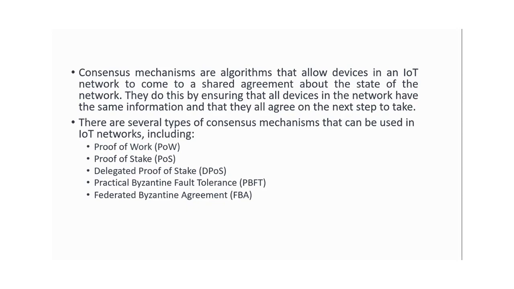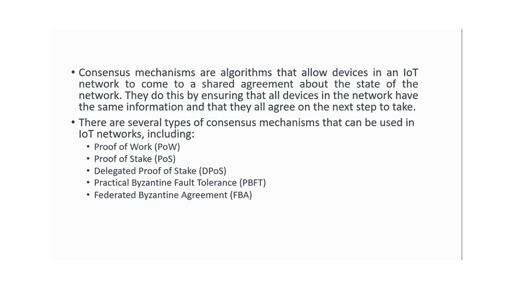Next one is delegated proof of stake. In this mechanism, devices in the network vote on the set of witnesses who are responsible for adding a new block to the blockchain. These witnesses are selected based on the number of votes they receive. Delegated proof of stake is more efficient than proof of work and more decentralized than proof of stake.